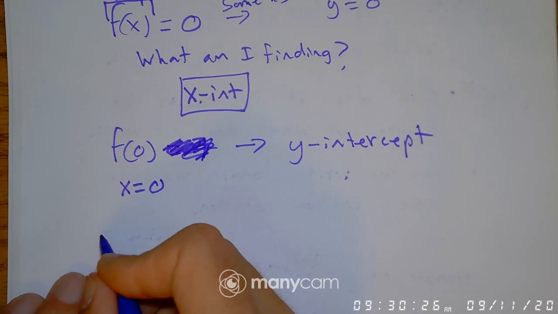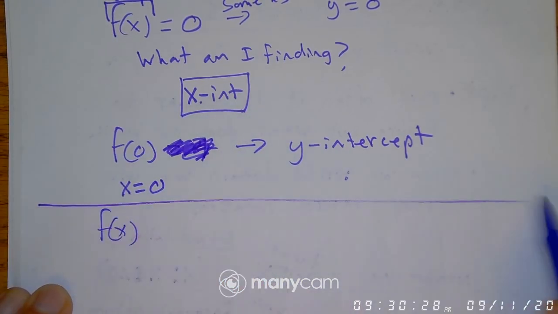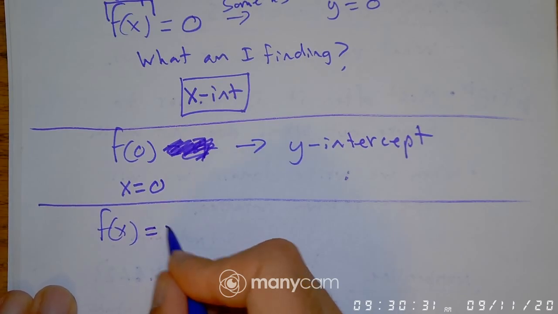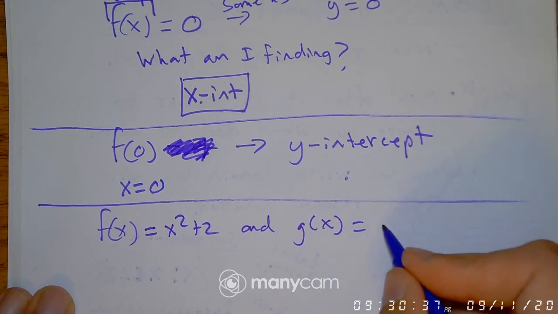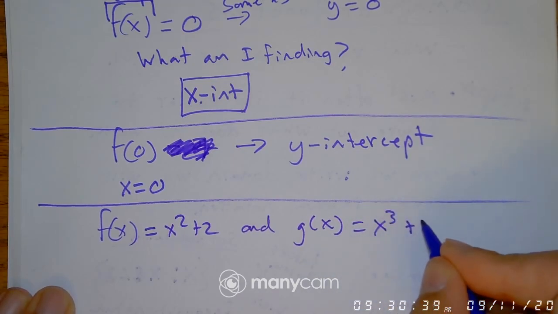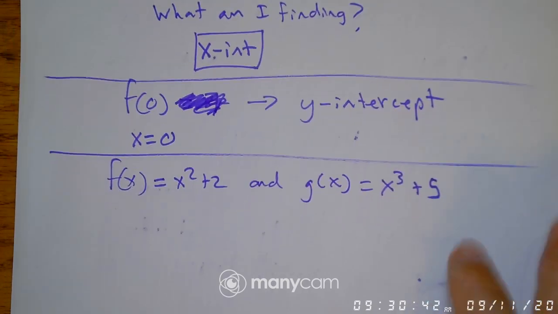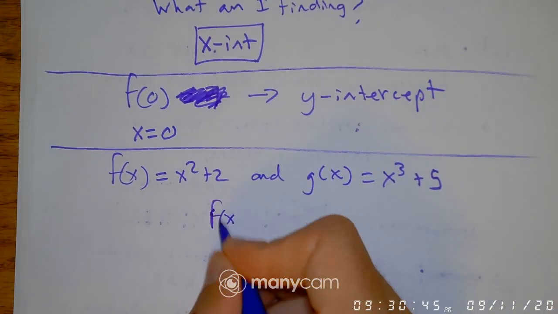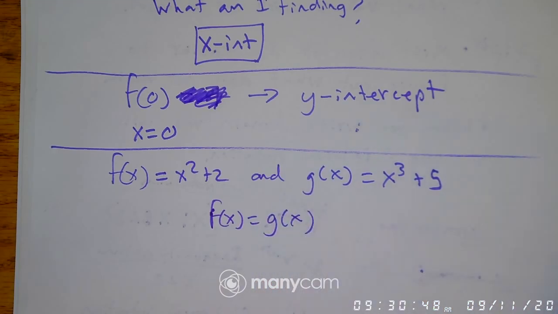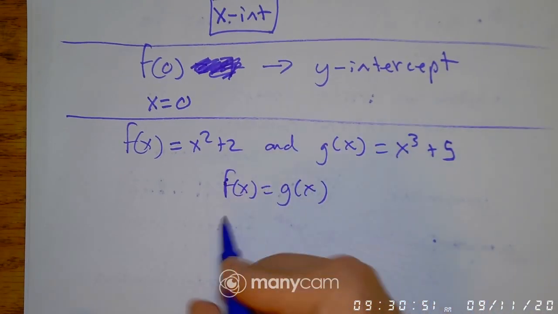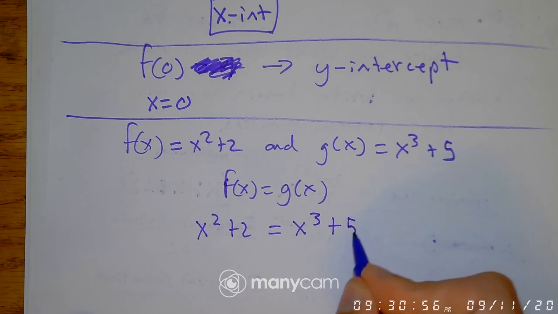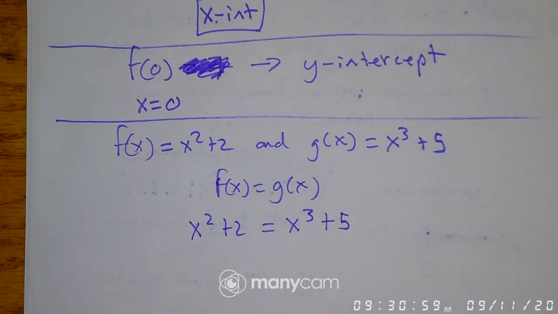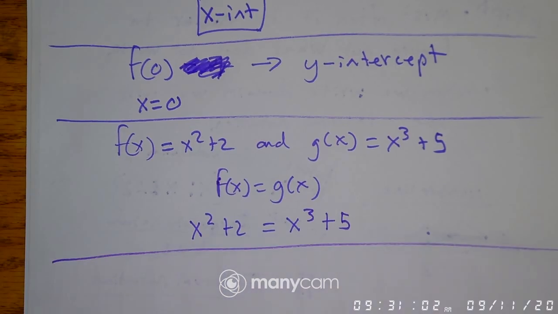Okay? Just really quickly, let's say f of x, sorry, I should be separating this. Let's say f of x equals x squared plus 2, and g of x equals x cubed plus 5. If I go f of x equals g of x, you guys know I can use substitution to set those equal to each other. So that's just a little review. I was going to skip that in my other class, but we have time, so I'm going to do that in.